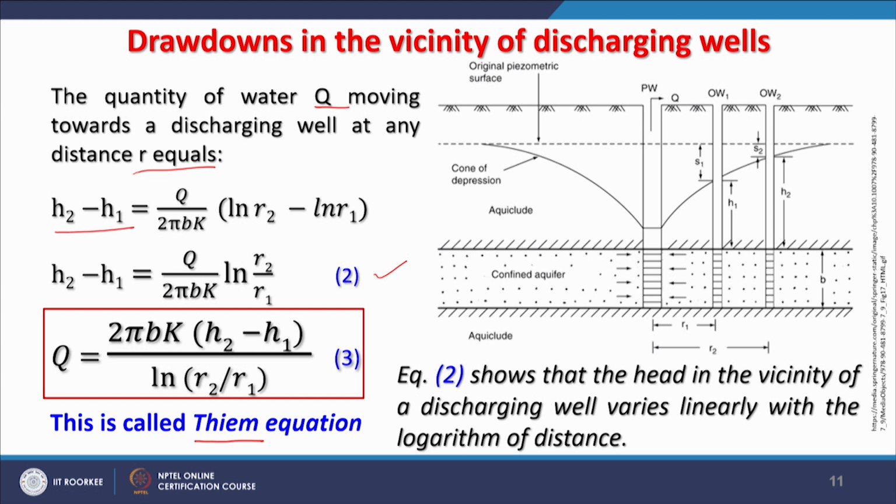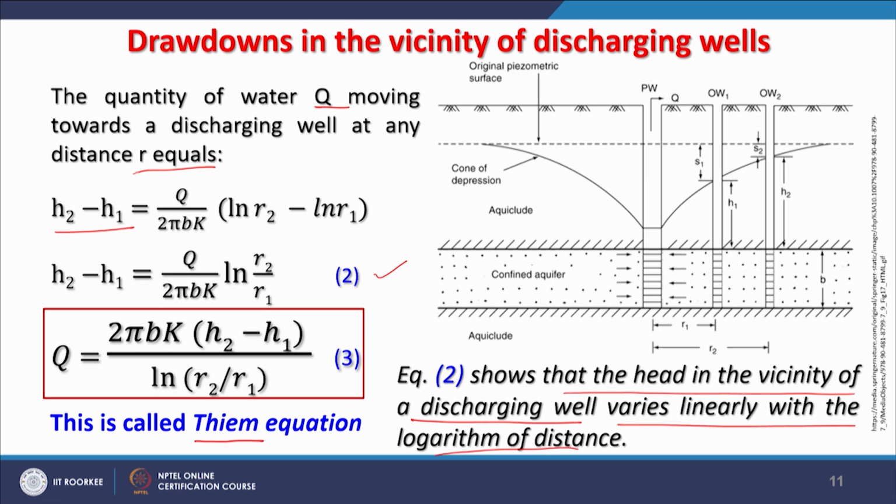So, there is Darcy's law. Now, Darcy's law has led to a new equation, the Thiem equation. Later we will be discussing Theis's equation also. So, this spelling you have to remember, this is the Thiem equation, where it has been derived especially for the drawdown in the vicinity of a discharging well. So, here equation 2 basically shows the head in the vicinity of a discharging well, which we know varies linearly with the logarithm of distance. So, this is the Thiem equation.